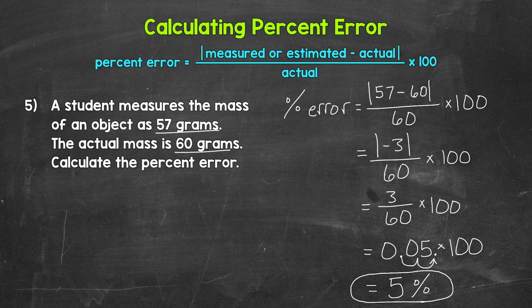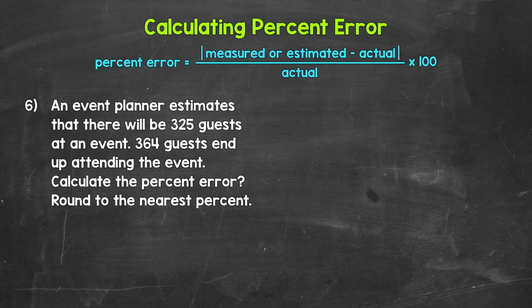Let's move on to number 6. For number 6, we have an event planner estimates that there will be 325 guests at an event. 364 guests end up attending the event. Calculate the percent error. Round to the nearest percent. So let's set this up.